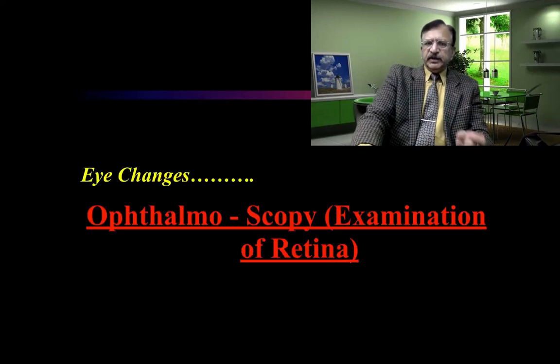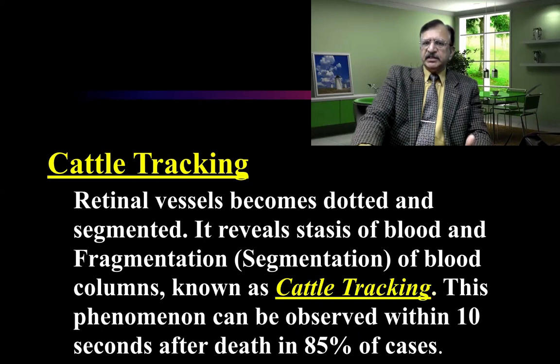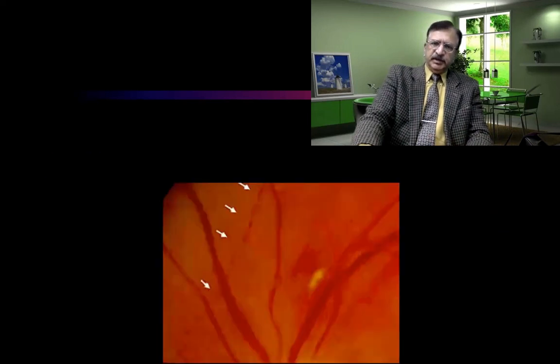Then a very specific finding: if ophthalmoscopy of the retina is done, the phenomenon of cattle tracking will be seen. That is, the retinal vessels will become dotted and segmented. It reveals the stasis of the blood, and the fragmentation of the blood columns is known as cattle tracking. This phenomenon can be observed within 10 seconds after death in 85% of the cases. And this is the picture, you can see the retinal vessel which is fragmented and dotted.